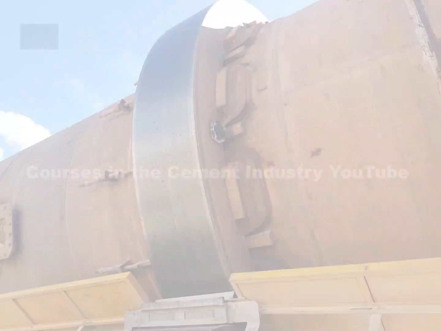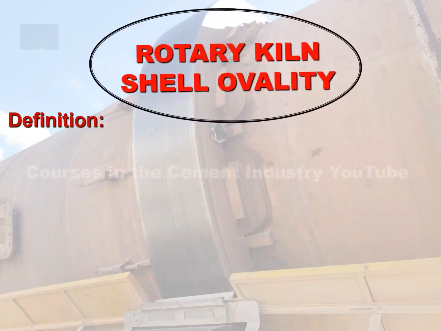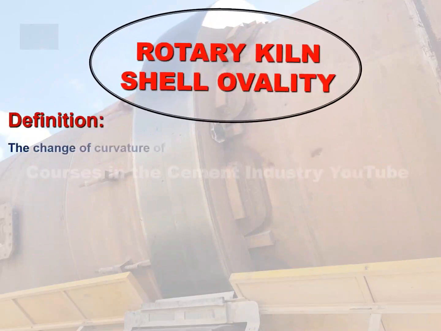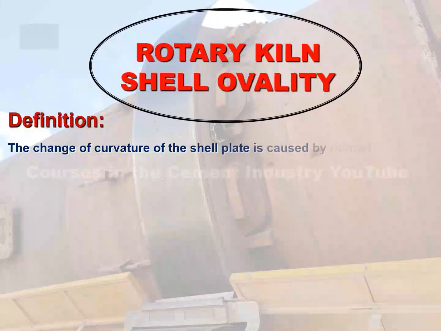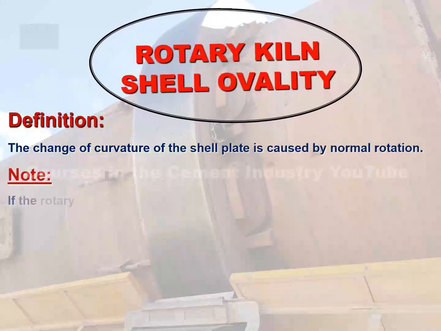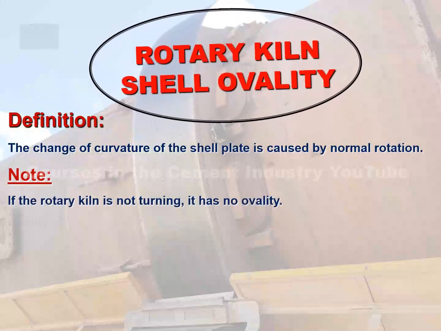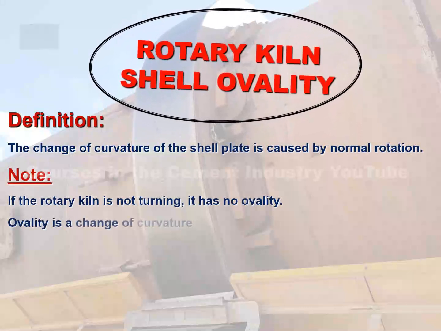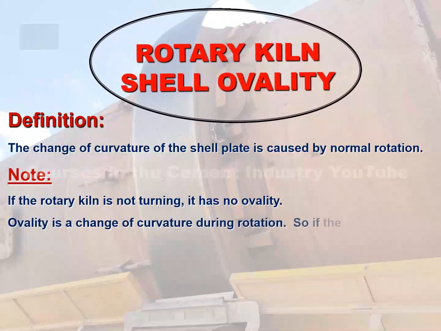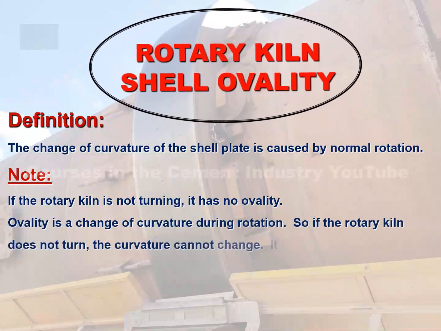Rotary kiln shell ovality can also be defined. Definition: the change of curvature of the shell plate caused by normal rotation. Note: if the rotary kiln is not turning, it has no ovality. Ovality is a change of curvature during rotation. So if the rotary kiln does not turn, the curvature cannot change.